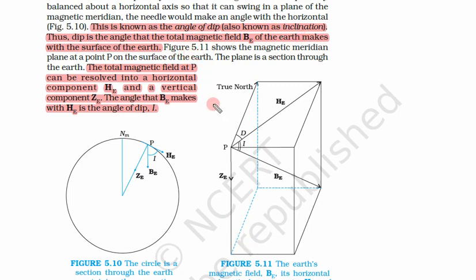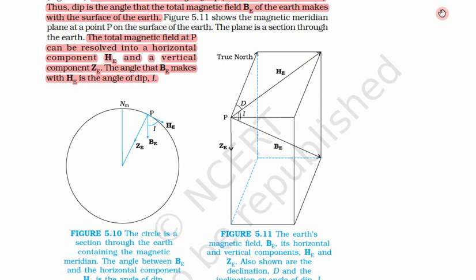Figure 5.11 shows the magnetic meridian plane at a point P on the surface of the earth. The plane is a section through the earth. The total magnetic field at P can be resolved into a horizontal component HE and a vertical component ZE. The angle that BE makes with HE is called the angle of dip.